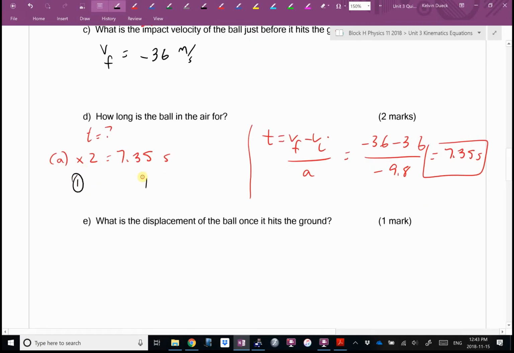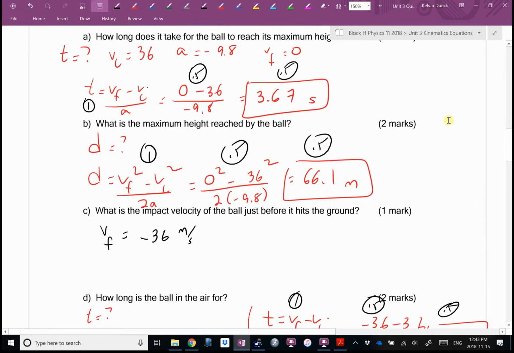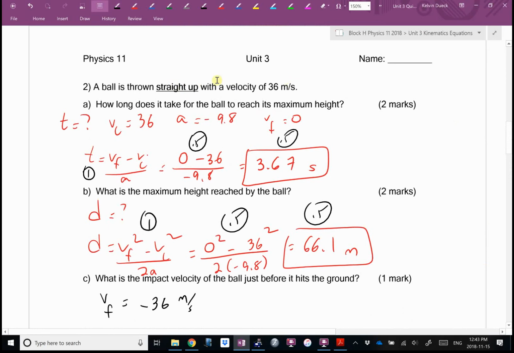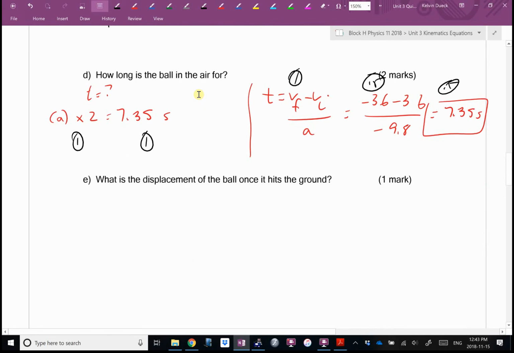1 mark, 1 mark, 1 mark, half mark, half mark. Oscar, in this question, we started out on the ground and ended up on the ground. So what's our displacement? 0. Yeah. And that's why this is 1 mark. If you didn't put the meters on the 0, I won't freak out because 0 is kind of weird. But you probably should have units.